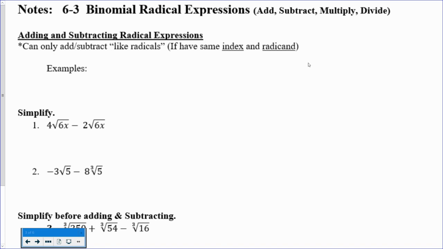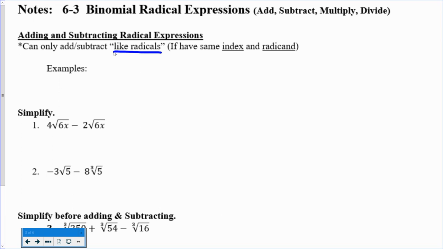Today's lesson is 6.3 binomial radical expressions. We will be adding these radical expressions, subtracting, multiplying, and dividing. So first we'll start out with adding and subtracting radical expressions, and we can only add and subtract our like radicals. What a like radical would mean is it would have the same index and radicand.